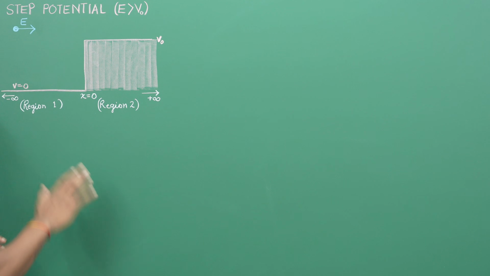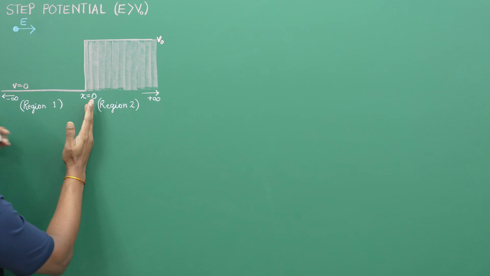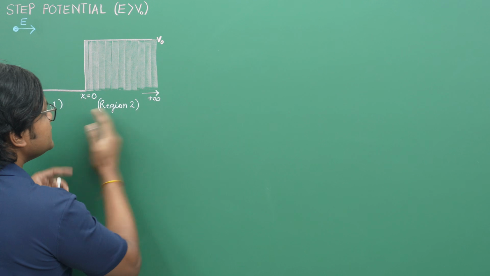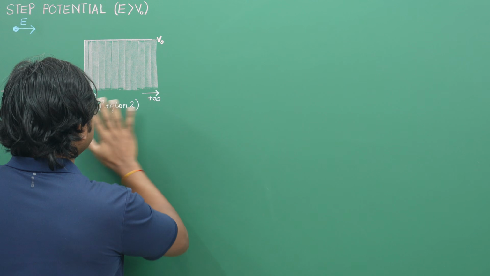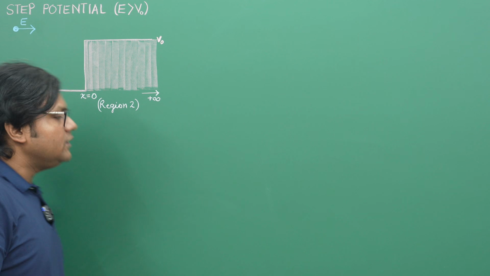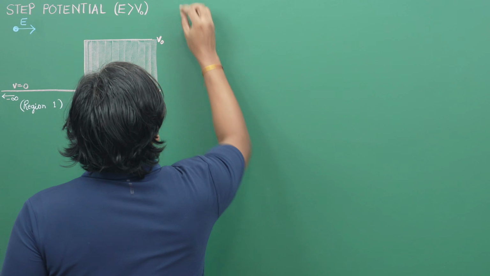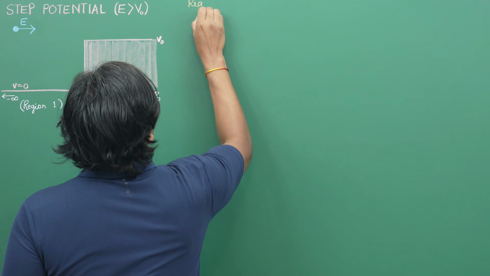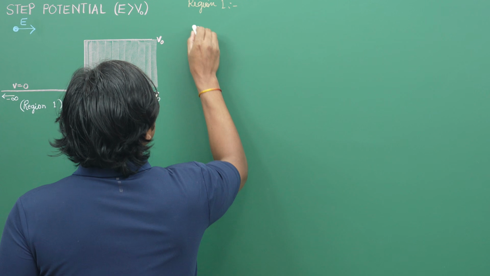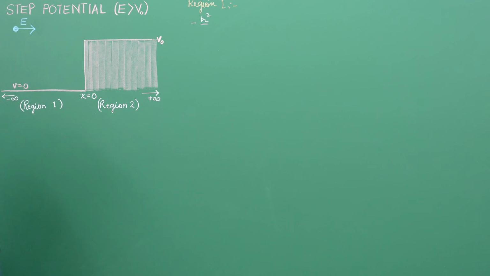Here I have divided this entire scenario into two regions. Region number 1, in which the particle was initially free from -infinity to x equal to 0, and region number 2, in which the particle encounters this potential which extends to positive infinity, which is beyond x equal to 0. What we want to do is solve the time independent Schrodinger equation in both region number 1 and region number 2.